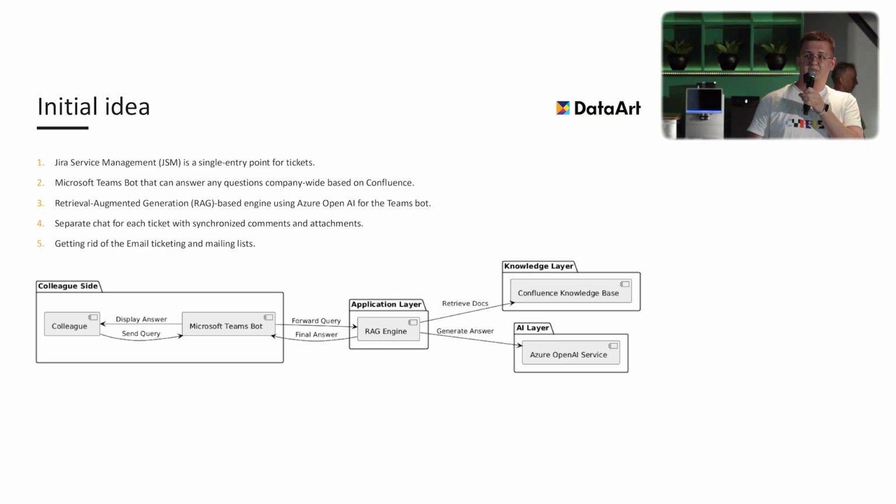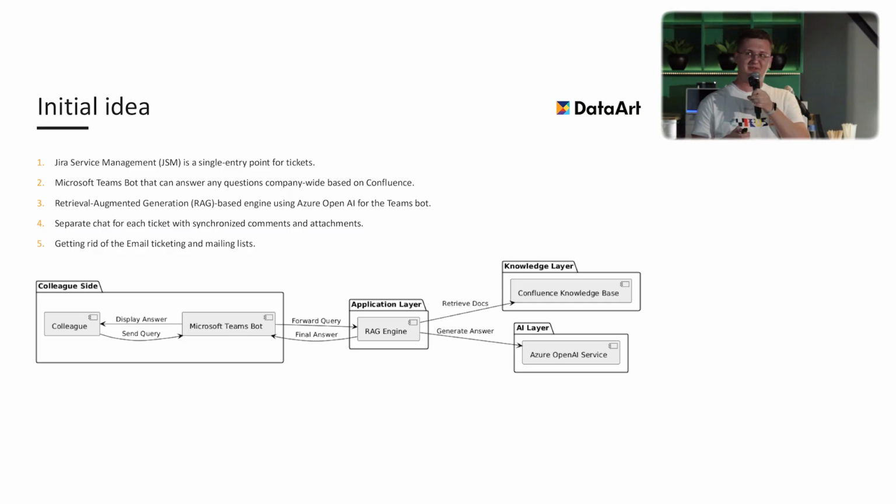And it should be RAG-based. We thought that, okay, we can take some information from Confluence, from Wiki, grab it into some vector database, perform the vector search, and then send this information to OpenAI. And after a while, we will provide an answer to the user. Seems pretty interesting. Get rid of all the emails, have Jira Service Management as a ticketing system. Okay, what can go wrong here?